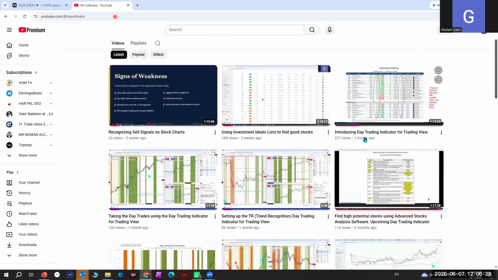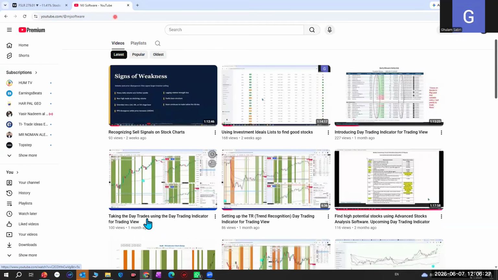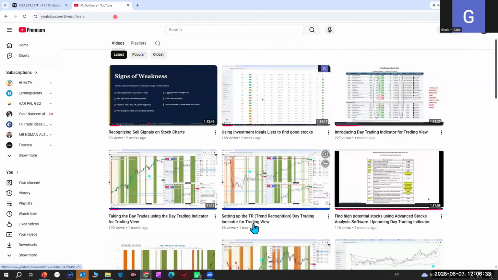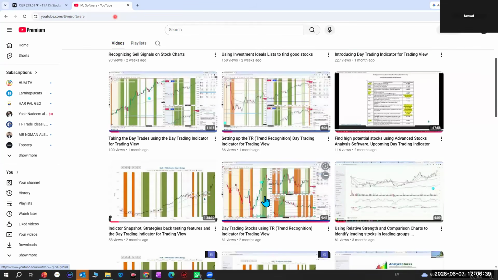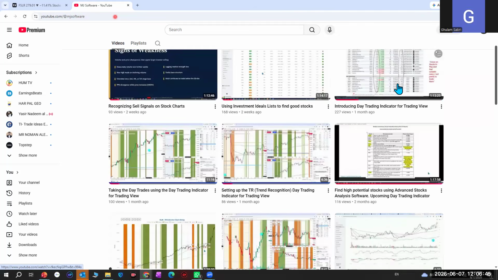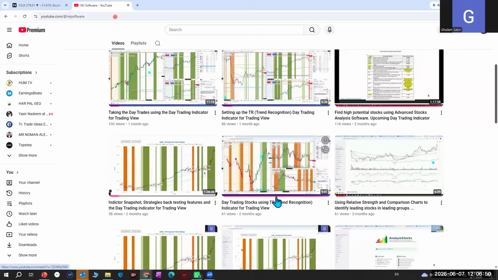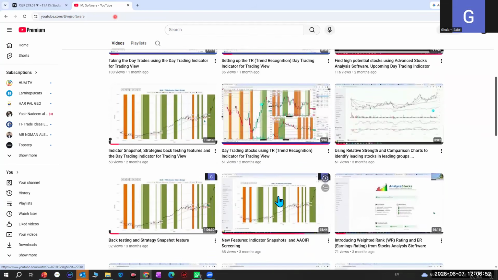Here is this, introducing day trading indicator for TradingView. This is one. Taking the day trades using the day trading indicator for TradingView. This is the second one. Third one is setting up the trend TR indicator, day trading indicator for TradingView. And the fourth one is day trading stocks using TR indicator for TradingView. There are 4 videos. One is a long session, 3 are short sessions, and you can watch these at your convenience.